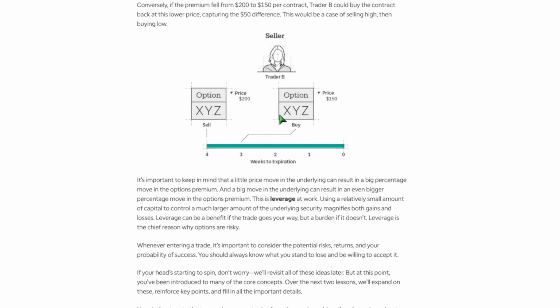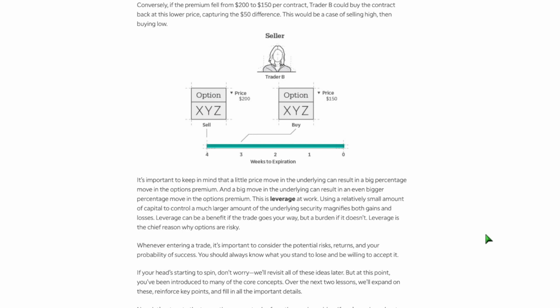You could lose money just like in stock trades. It's important to keep in mind that a little price move in the underlying can result in a big percentage move in the options premium, just like I said before. And a big move in the underlying can result in an even bigger percentage move in the options premium. This is leverage, using a small amount of capital to control a much larger amount of the underlying security.